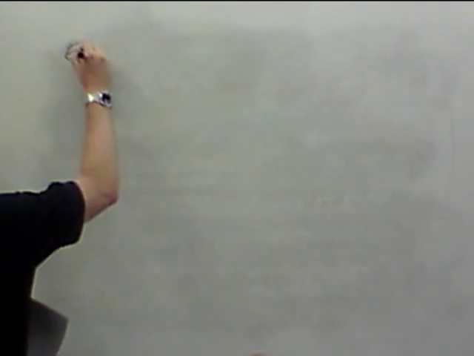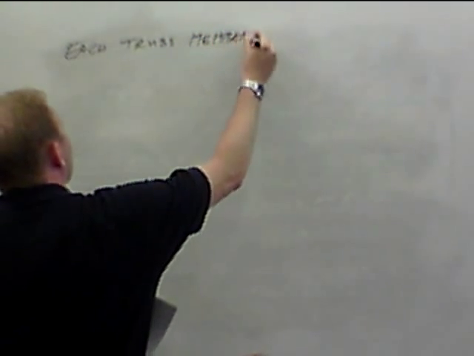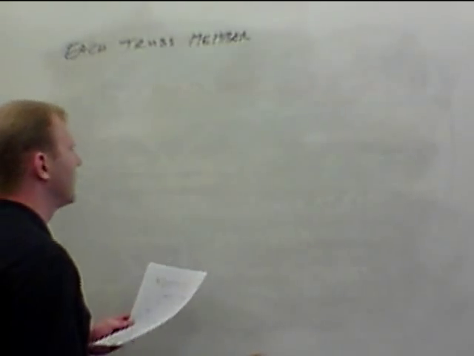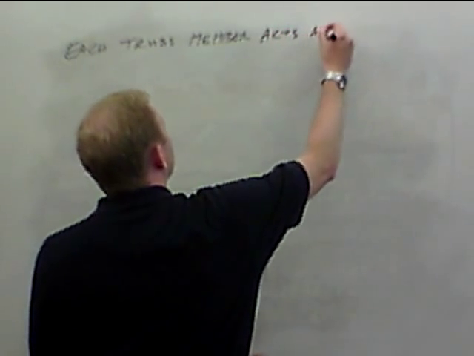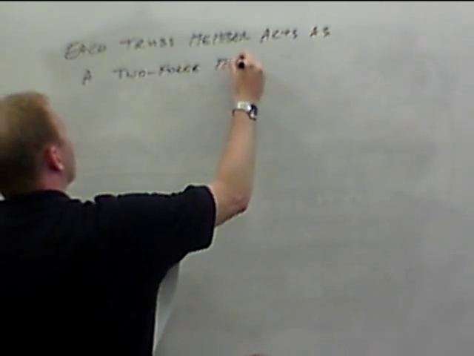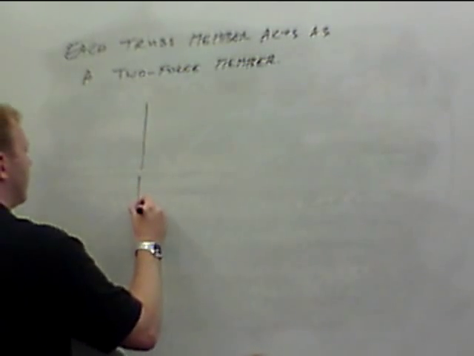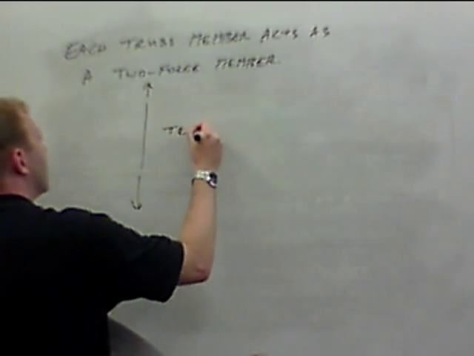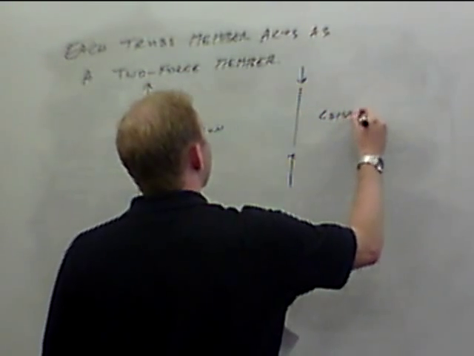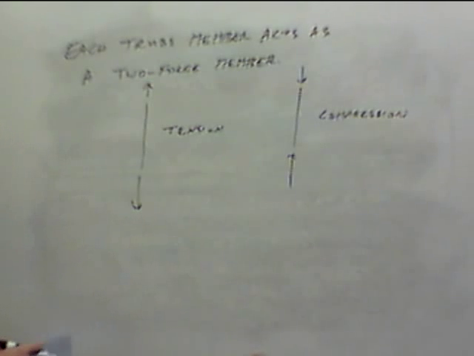Each truss member, because the loading is only at the end points, and only at the joints, which is the end points of each beam, each truss member acts as a two-force member. Okay, so our truss member is either going to be in tension or, obviously the opposite, in compression. So we'll start with a simple example here.